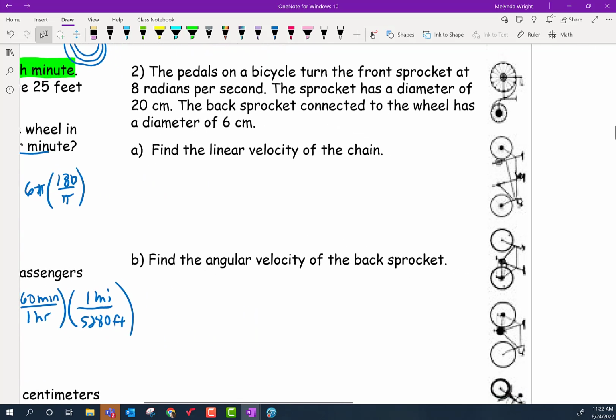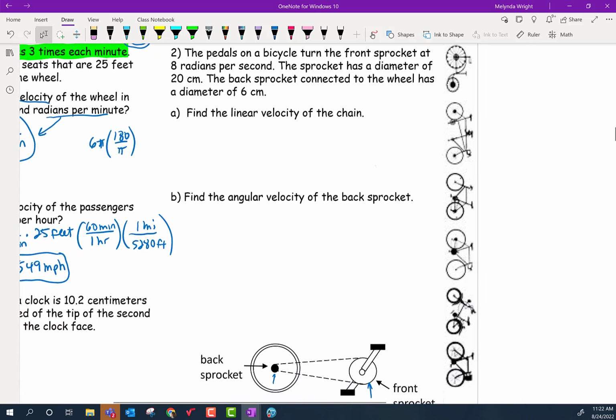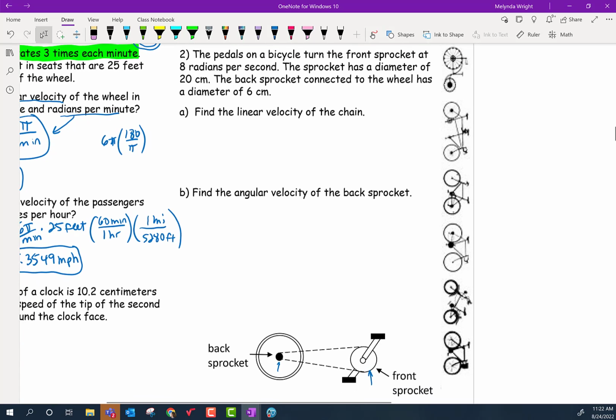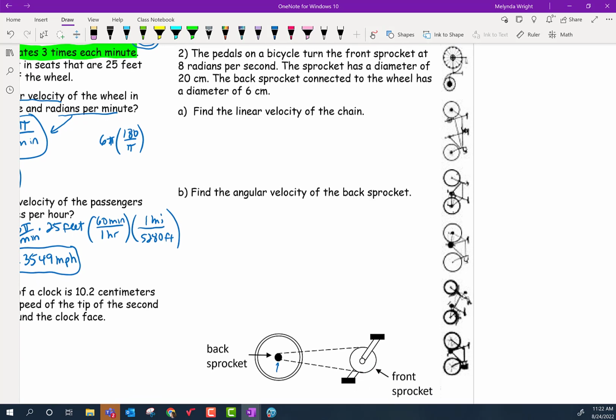Okay, number 2. The pedals on a bicycle turn the front sprocket, and that's where this picture comes in. Okay, turn the front sprocket at 8 radians per second. Okay, so let's kind of label this. So 8 radians per second. Is that angular or linear? What is that?